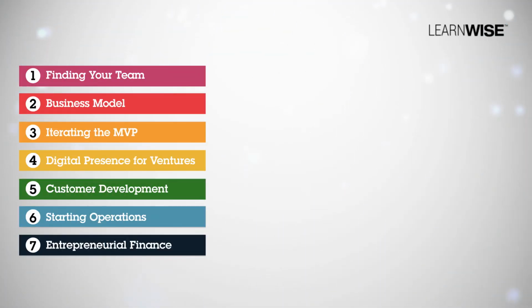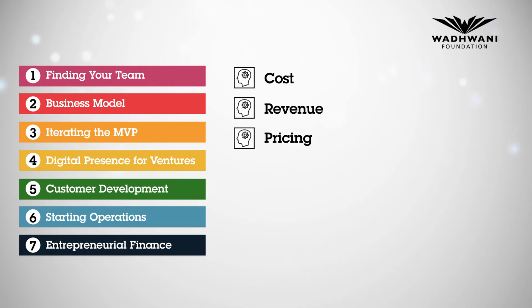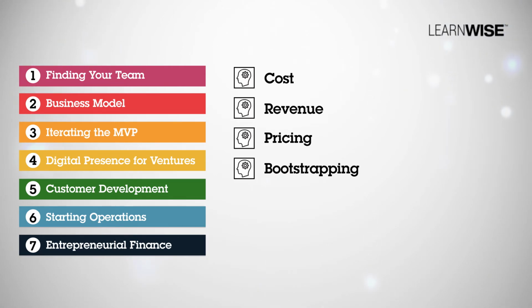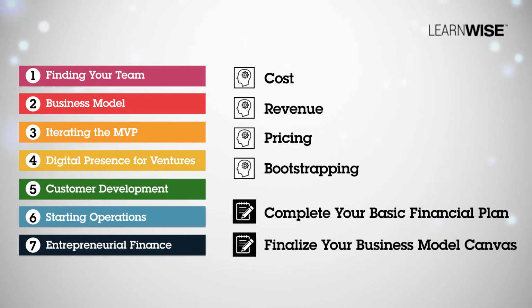Lesson 7 deals with entrepreneurial finance. In this lesson, you learn about the concepts of cost and revenue, and also learn how to price your product or service offering optimally. You also learn the concept of bootstrapping, how to identify your funding sources, and how to use your funds optimally. This lesson has two assignments: complete your financial plan and finalize your business model canvas.